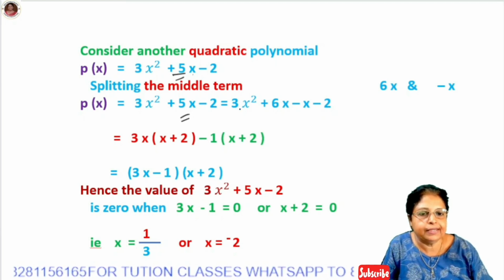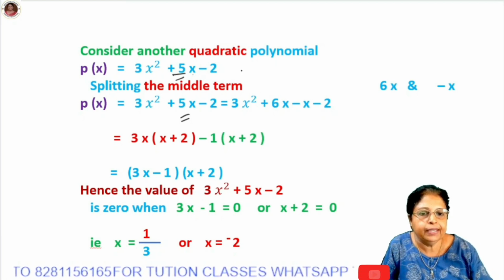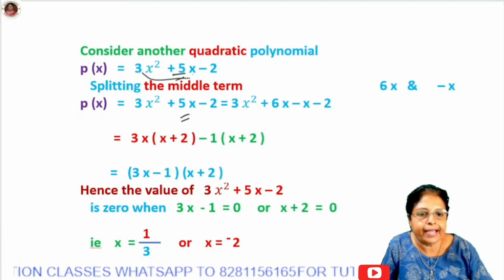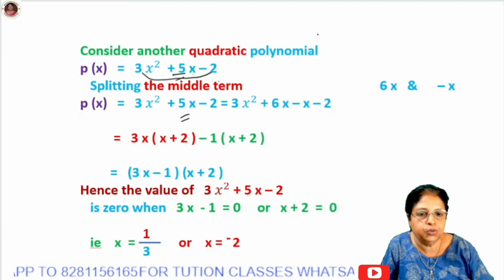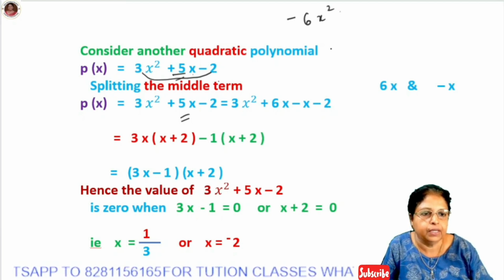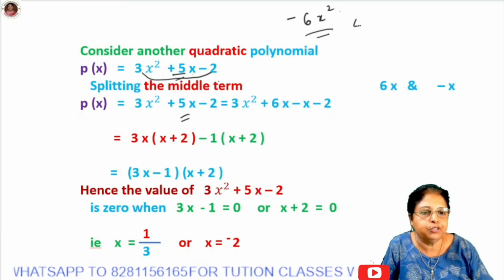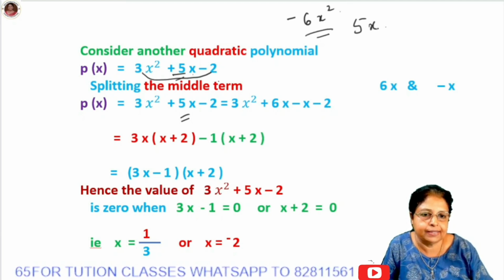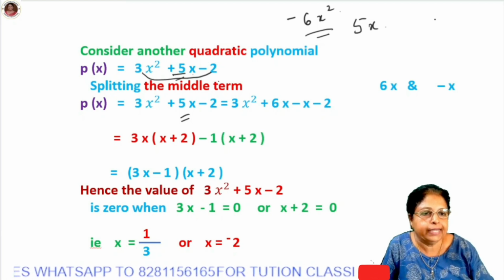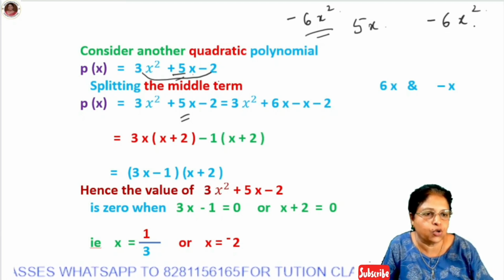We can split this so that the product of these terms should be 3x squared times minus 2. That means minus 6x squared. So the product should be minus 6x squared and the sum should be 5x. For that we are taking the factors of minus 6x squared.